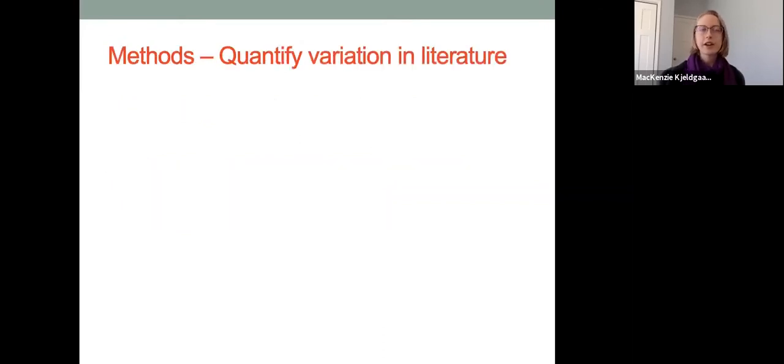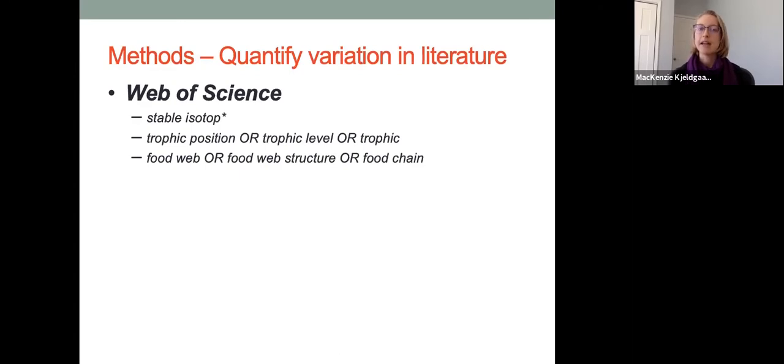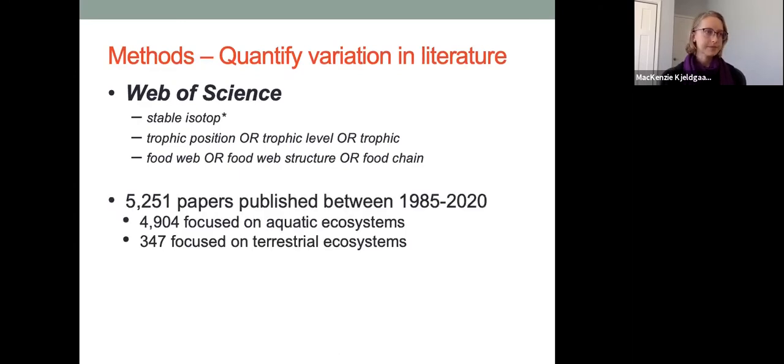So first, I characterized variation in the literature by using the following relevant search terms on Web of Science. And as I mentioned, I ended up with over 5,000 papers, the vast majority of which focused on aquatic ecosystems. This is actually something that other people have noted in the past, that aquatic ecosystems tend to dominate the stable isotope literature.